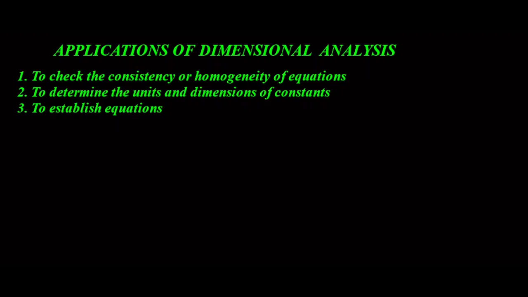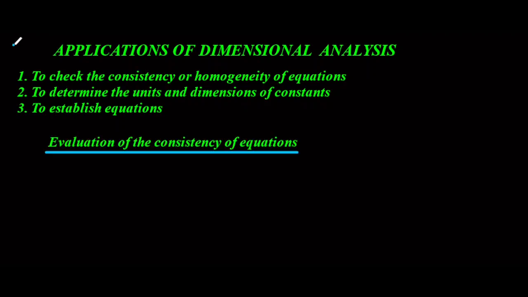The first one is to check the consistency or homogeneity of equations. We can also use it to determine the units and dimensions of constants. There are some constants that have dimensions, so we can use dimensional analysis to get their units and dimensions. We can also use it to derive equations. Most of the laws that we have in science, we can use dimensional analysis to derive their equations as well. So let's start with the first one, which is the consistency of equations.